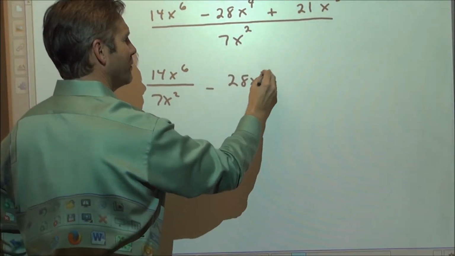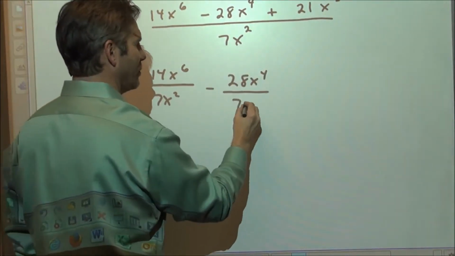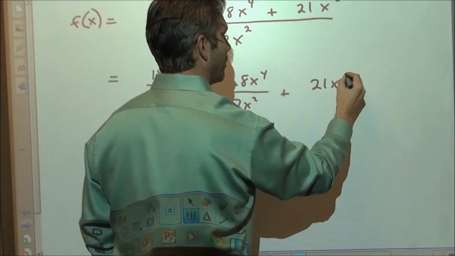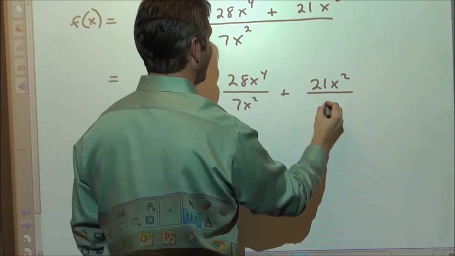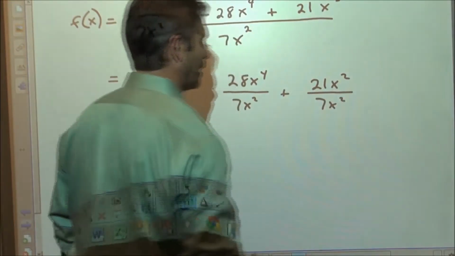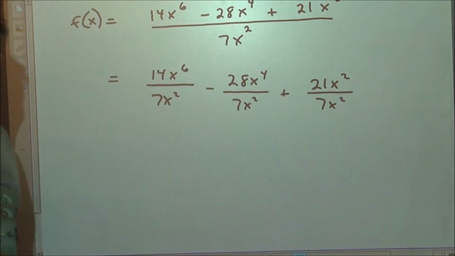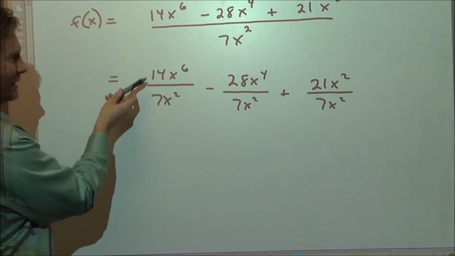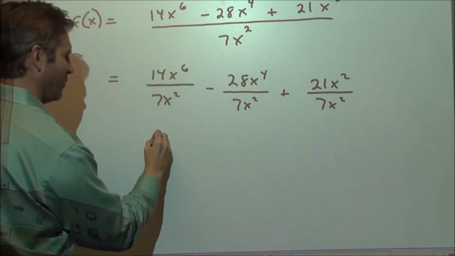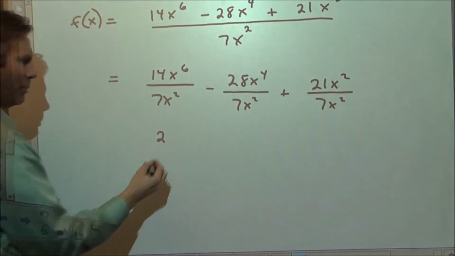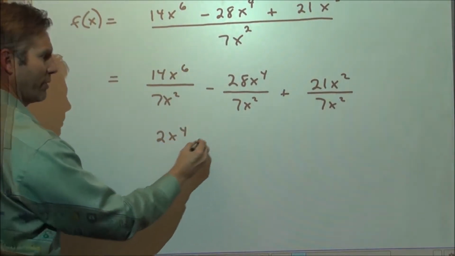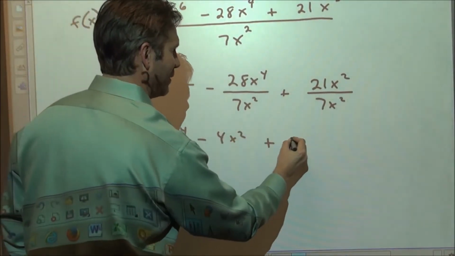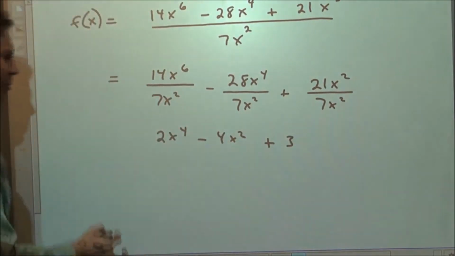So, and this is where sometimes we get so busy doing calc or pre-calc that we kind of pull our brains out and play with them, and we miss the obvious when it comes to our algebra or even our arithmetic skills. Hey, look at that. I think we can reduce that down. 14 divided by 7 is 2. X to the 6th divided by x squared is x to the 4th. Minus 4x squared plus 3. Oh yeah, that's a little bit better.